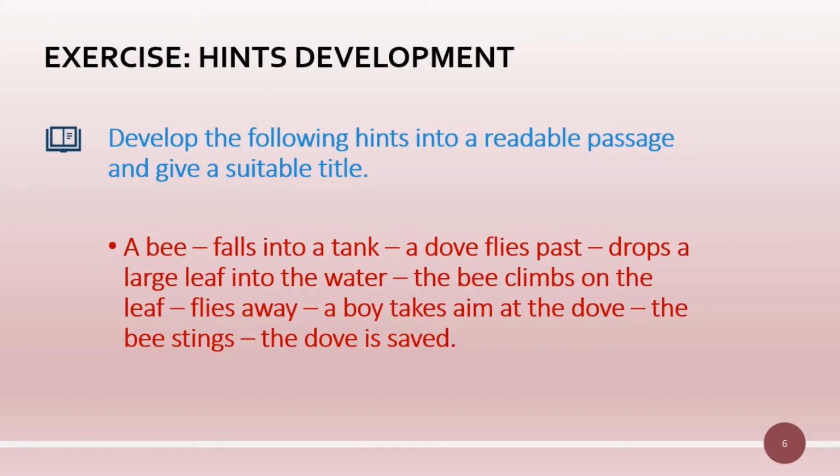Next, you have an exercise which is already expanded. Let us see the hints first. You can read along with me. Develop the following hints into a readable passage and give a suitable title. A bee falls into a tank, a dove flies past, drops a large leaf into the water. The bee climbs on the leaf, flies away. A boy takes aim at the dove. The bee stings. The dove is saved.